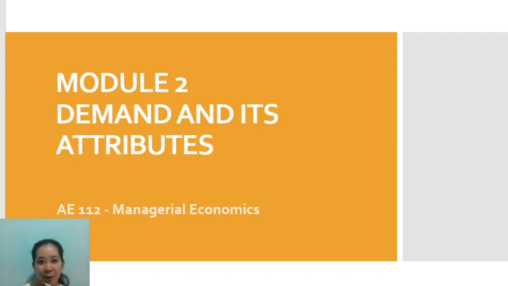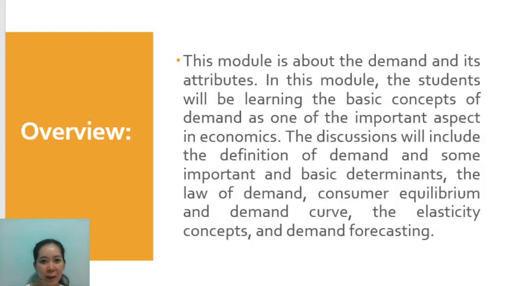Module 2, entitled Demand and Its Attributes. So this will be our second chapter for this course under Managerial Economics, or AE 122. Okay, to start with, we shall have some sort of an overview about the content of this module. So this module is about the demand and its attributes.